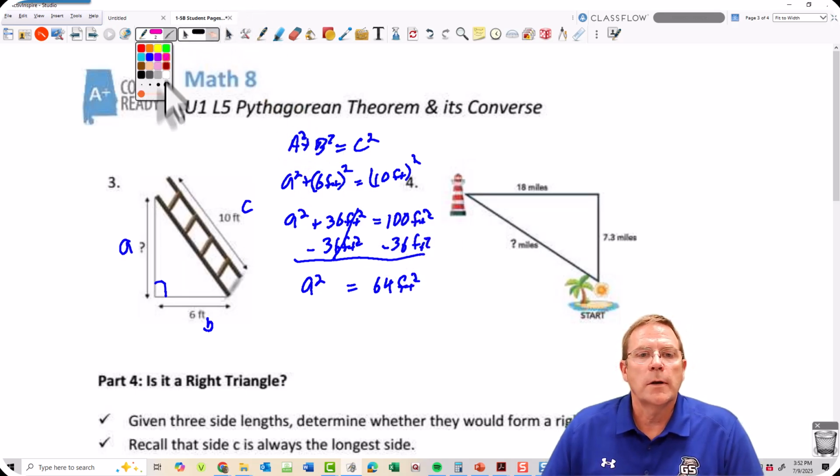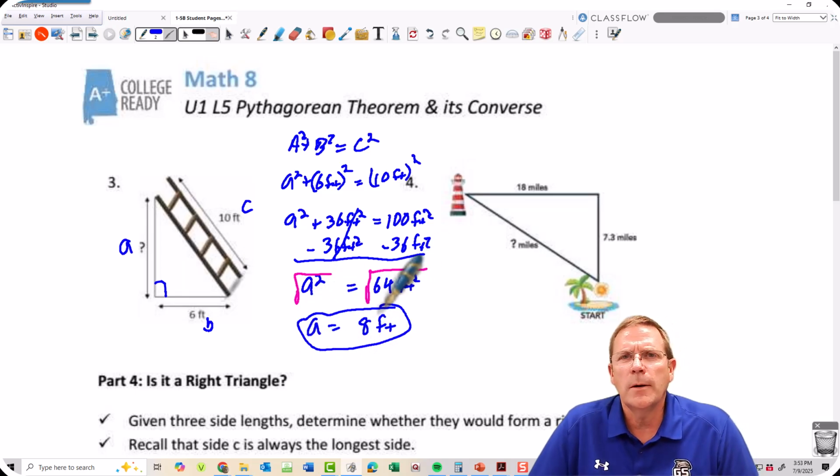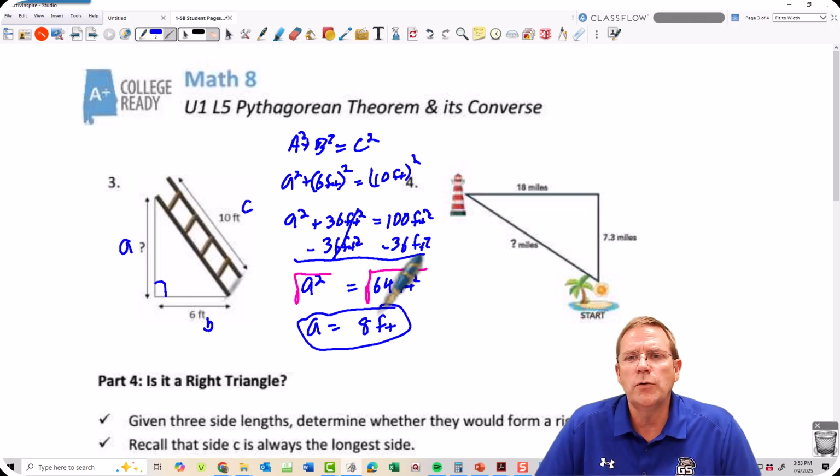Now, once again, we're going to take the square root of both sides, here and here. And that's going to give us the square root of a squared is just a. The square root of 64, that's going to be 8. And the square root of feet squared, it's the first time we've done that. The square root of feet squared is just going to be feet for your answer. You go ahead and pause the video and work on number 2 and number 4 on your own.